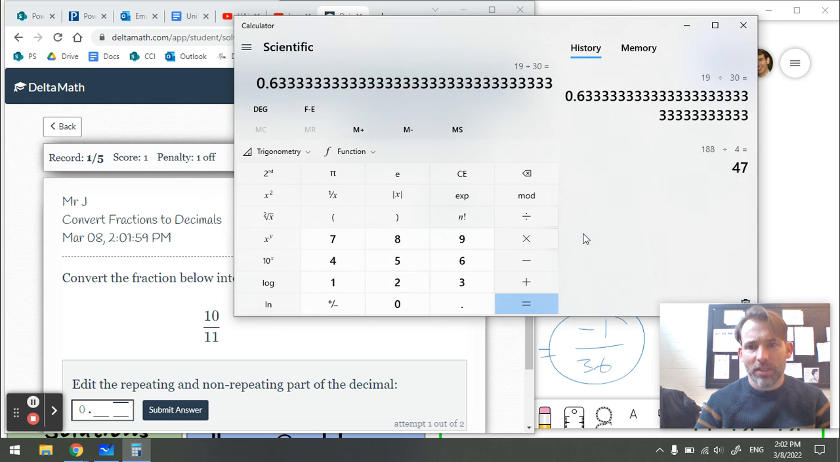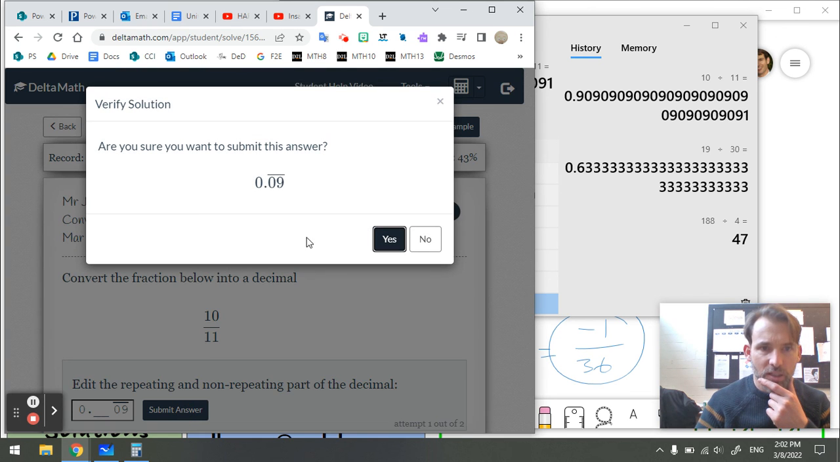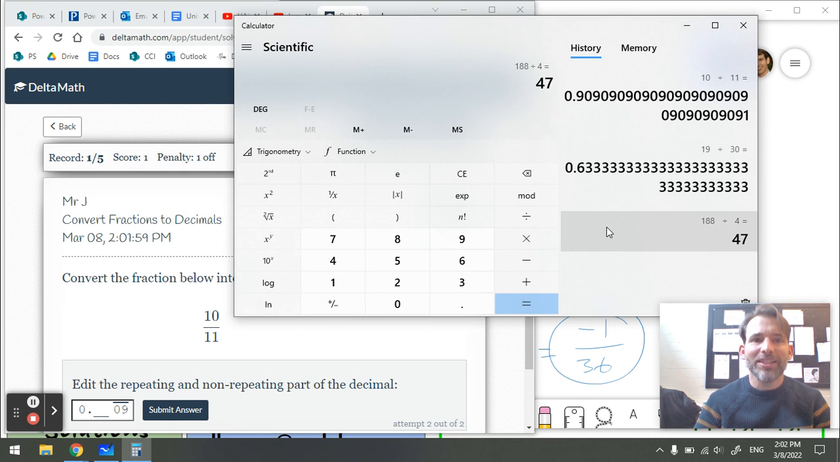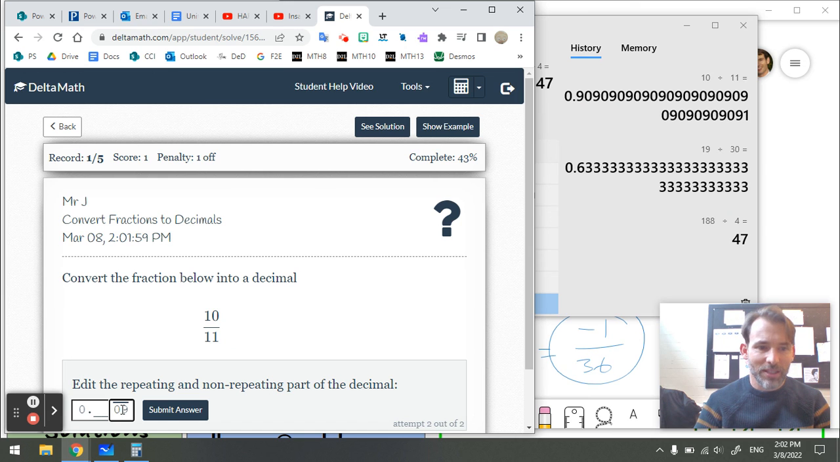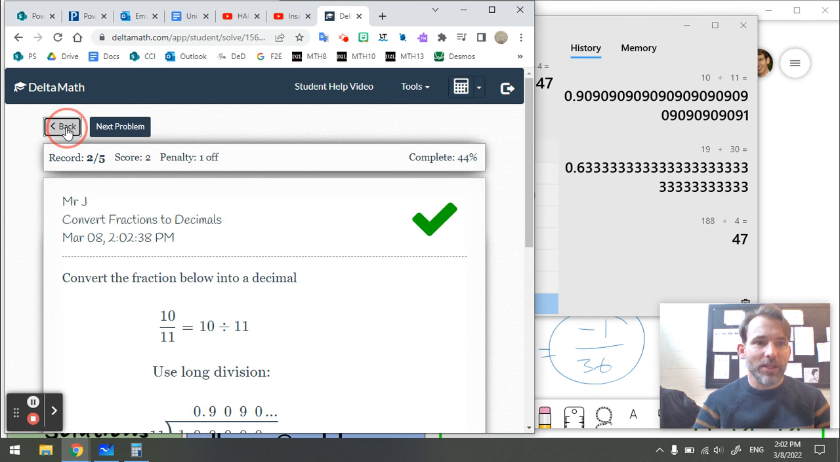10 over 11, I think it's like 0.09090909. Let's see. 10 divided by 11 equals 0.0909090909. Okay, so this is 0.09 repeating. Submit answer. I put that under the repeating part, not under the non-repeating part. The bar means repeat those numbers infinitely. My answer is not correct. Okay. What? Oh, 9090909. I put it the wrong way. Good. Thank you, Delta Math, for the extra chance. Yes, that is correct. Okay, there we go. So that's how you do those.